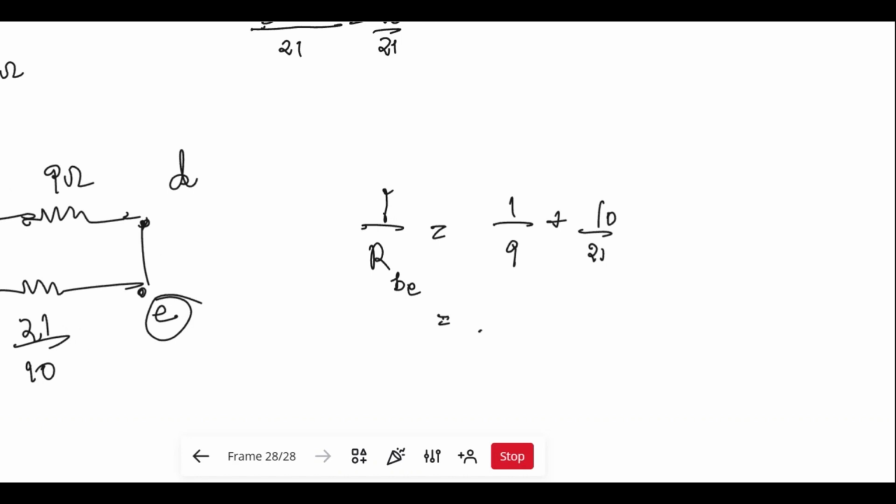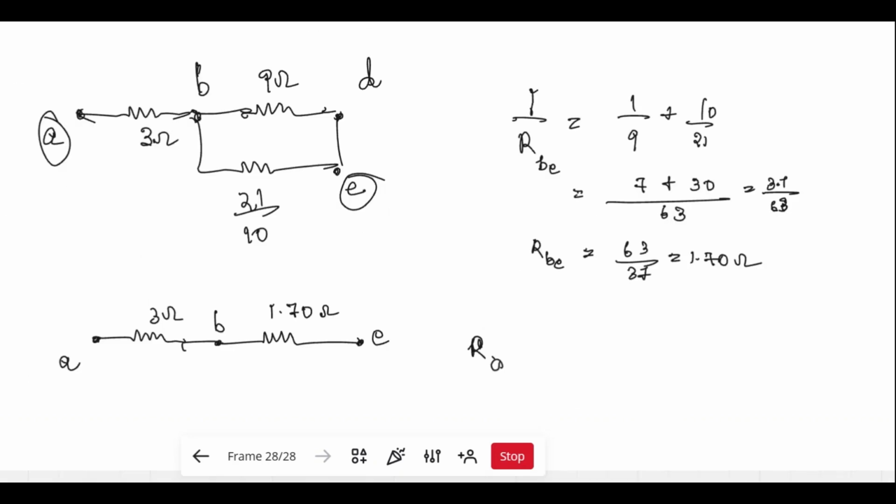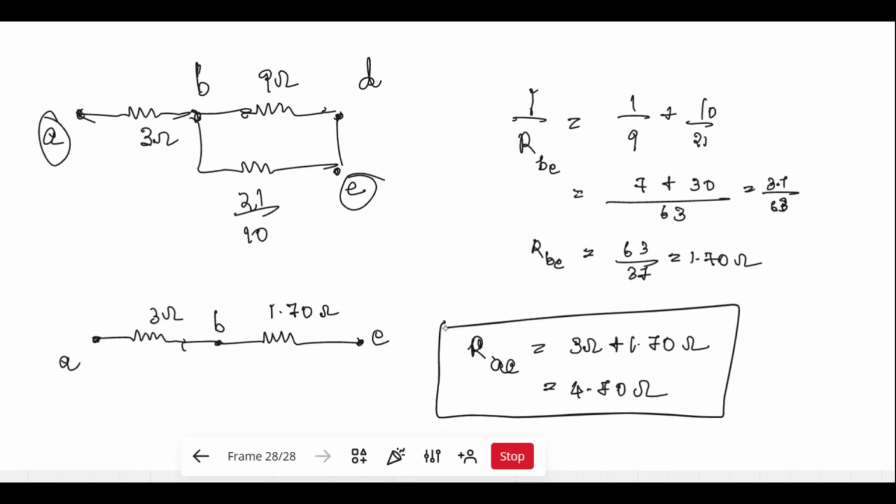So we take 63, 9 sevens are 63, 21 threes are 63, so 30. So RBE is equal to 63 by 37, which we get around 1.70 ohm. RAE is 3 ohm plus 1.70 ohm, which is equal to 4.70 ohm. This is the final answer.